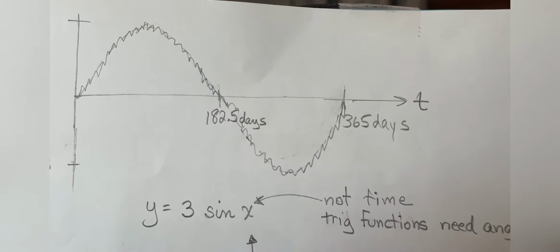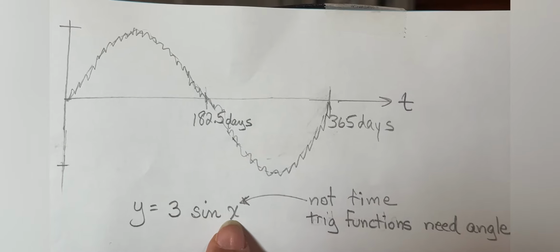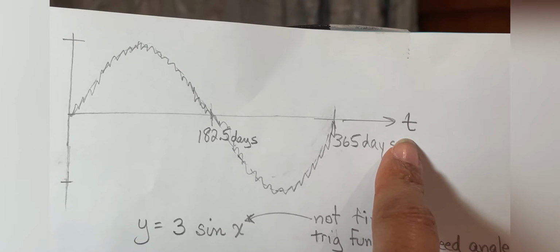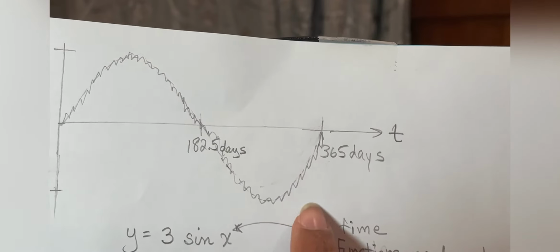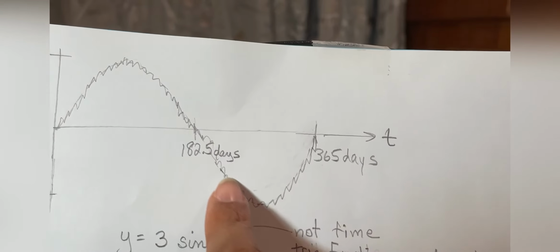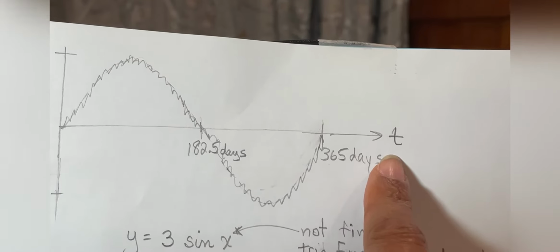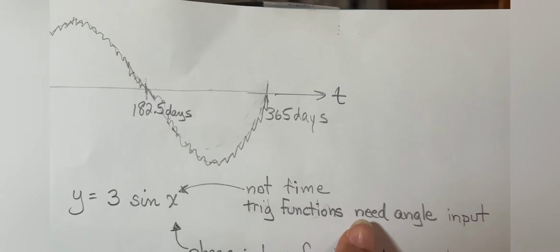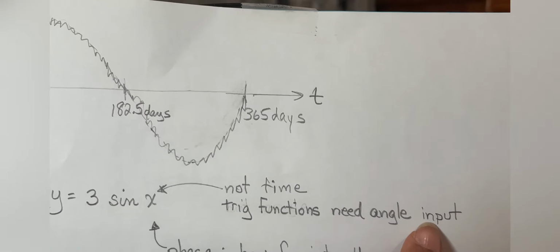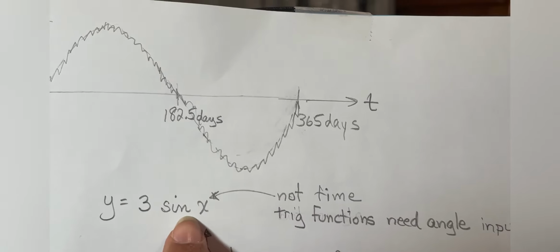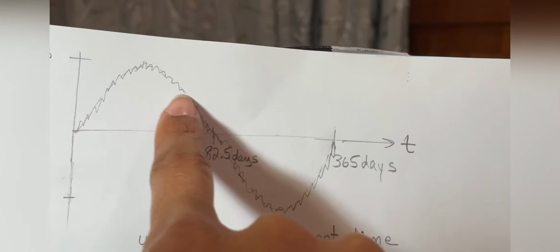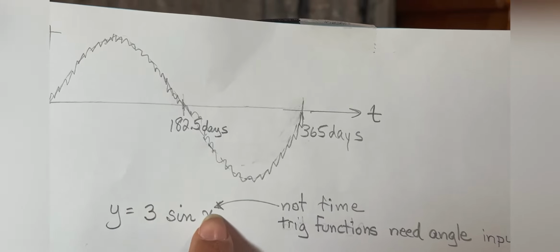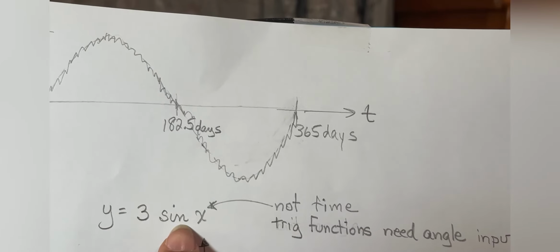However, this x variable, this input here, is not the same input that we see on this graph. This phenomenon is responding to the changes in time. X is an angle. All trig functions need angle inputs. So somehow I have to map the changes that are happening over time to corresponding changes in angle that would be plugged into the sine function.